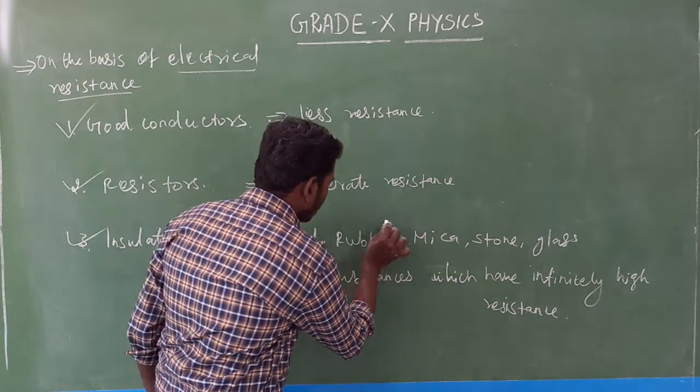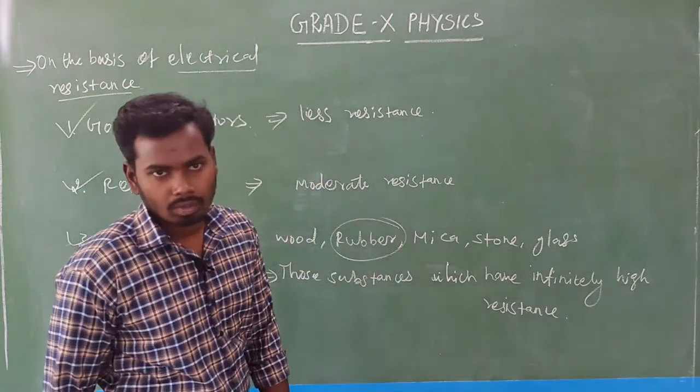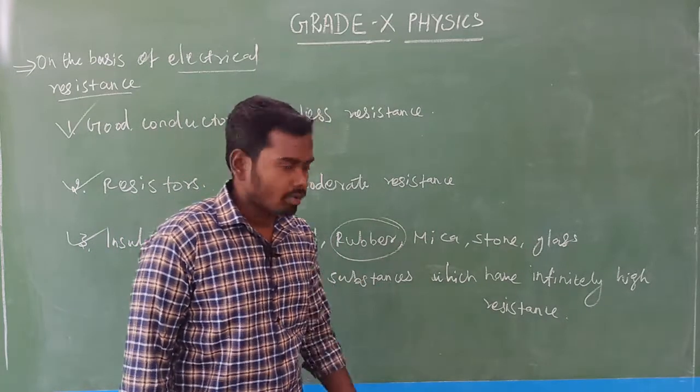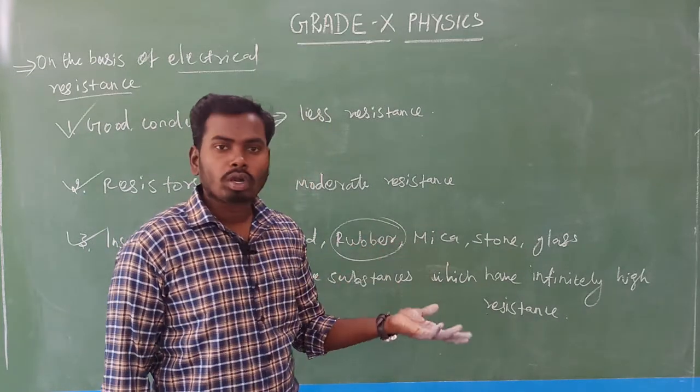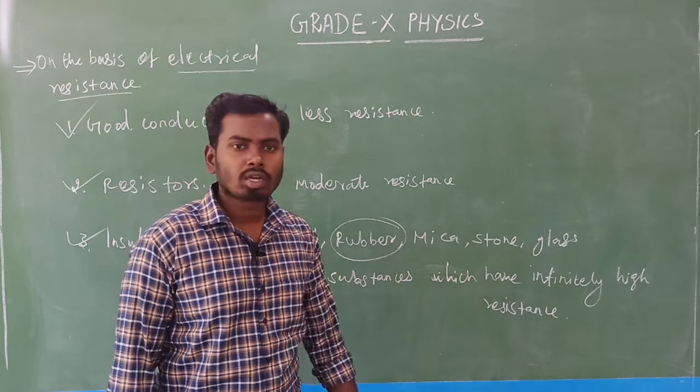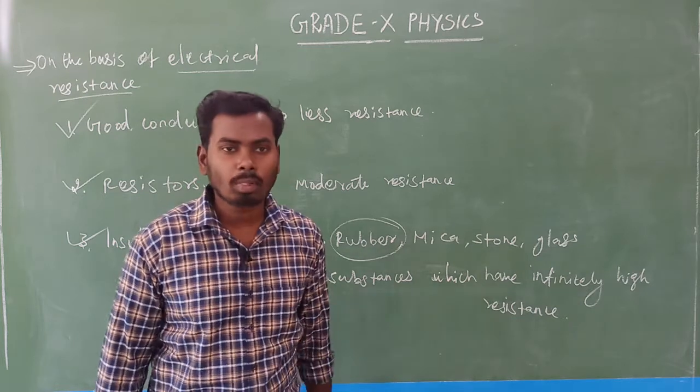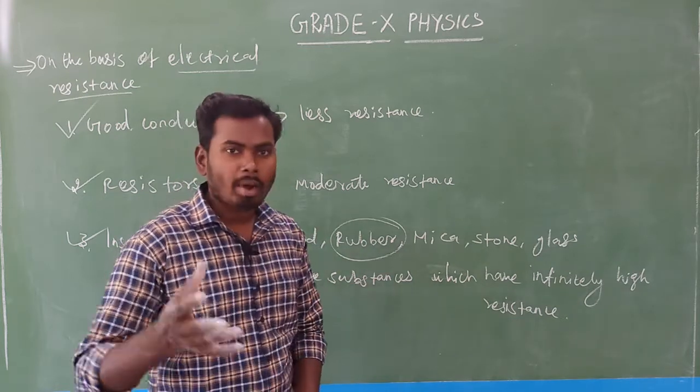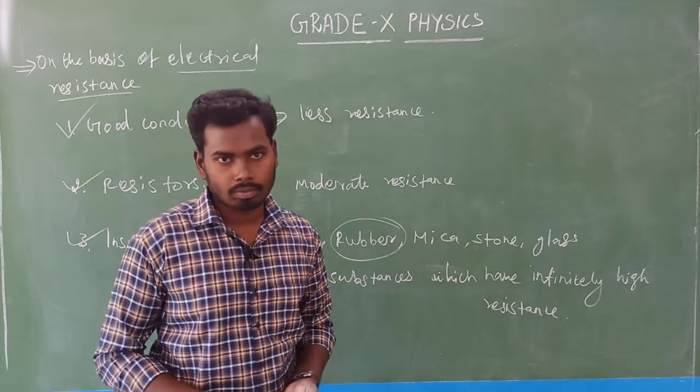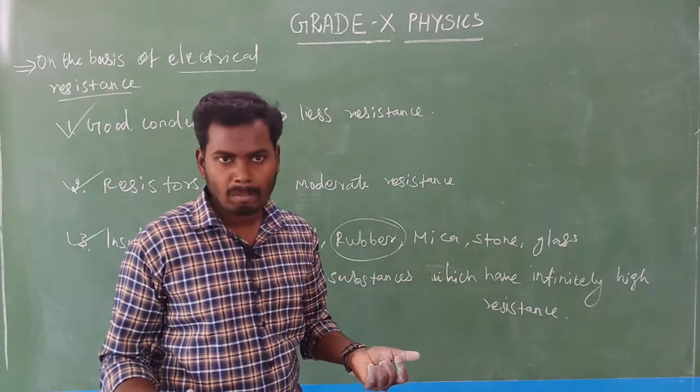Here the rubber is a very important insulator. Even the EB workers and electricians also use this rubber to protect their body from electric shock. So rubber plays a very important role in the electric field.